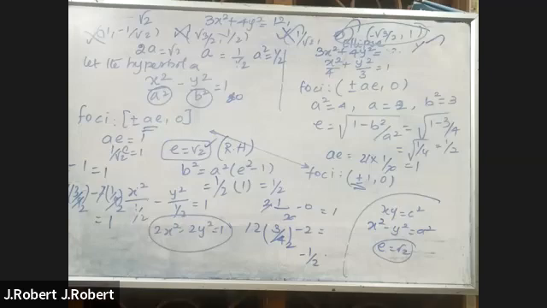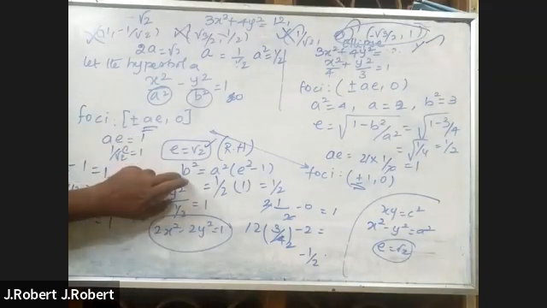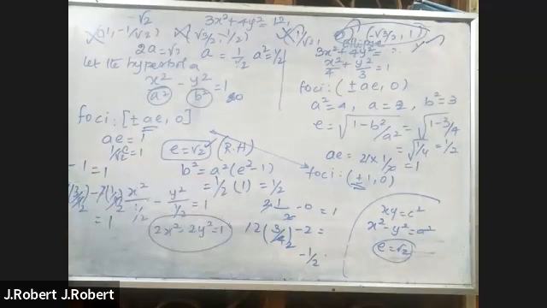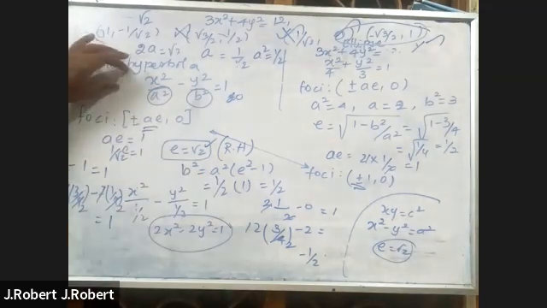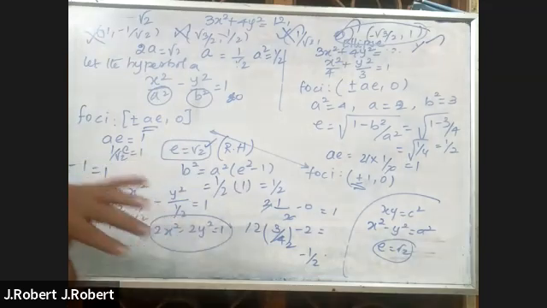Comparing, we will get c is equals to 1. From this e is equals to root 2. If we find e, we can easily find b square. The formula is a square into e square minus 1. From that, b square is 1. Looking at the standard equation of the hyperbola, the equation becomes 2x square minus 2y square equals to 1. This is the required equation of the hyperbola.